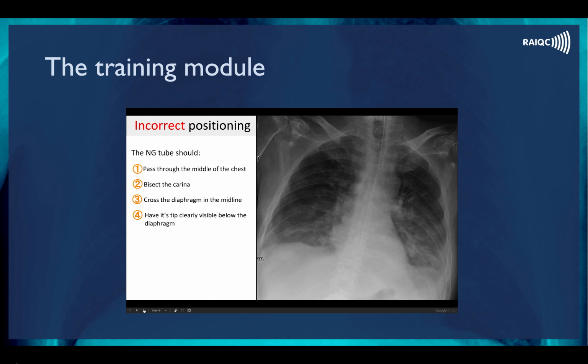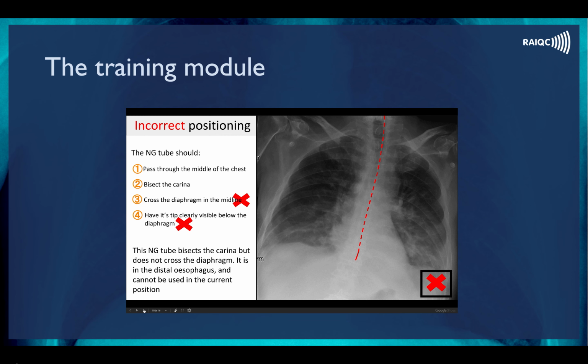Another example is shown here. In this one, the first two safety points are met. It does pass through the middle of the chest, it does bisect the carina, but it doesn't appear to be crossing the diaphragm, and its tip is not visible below the diaphragm, indicating that it's not been advanced far enough and it's sitting in the distal esophagus.